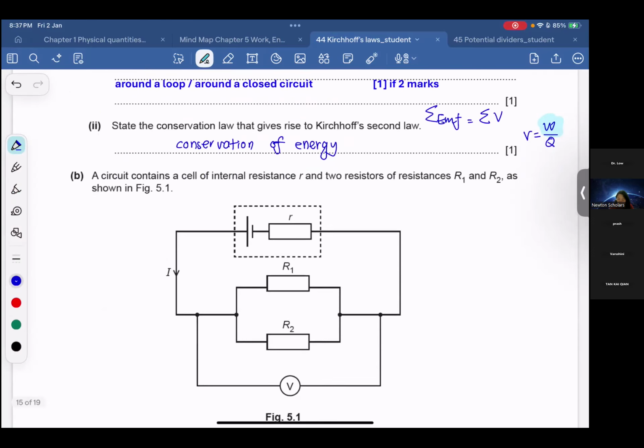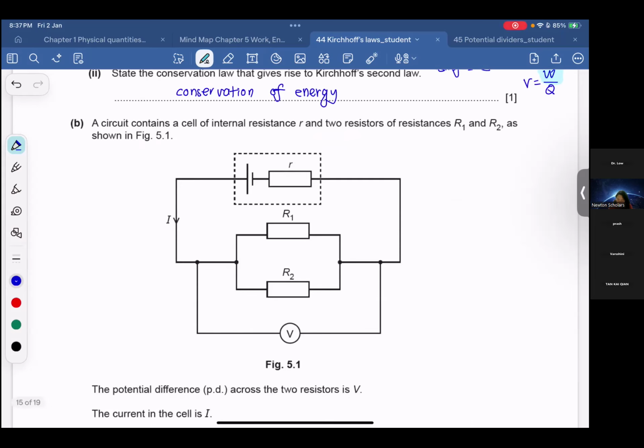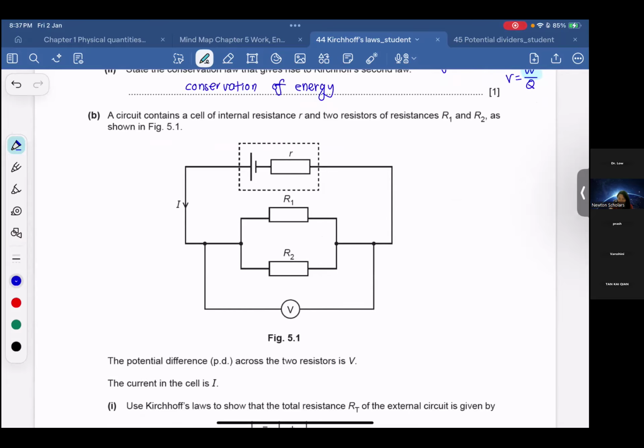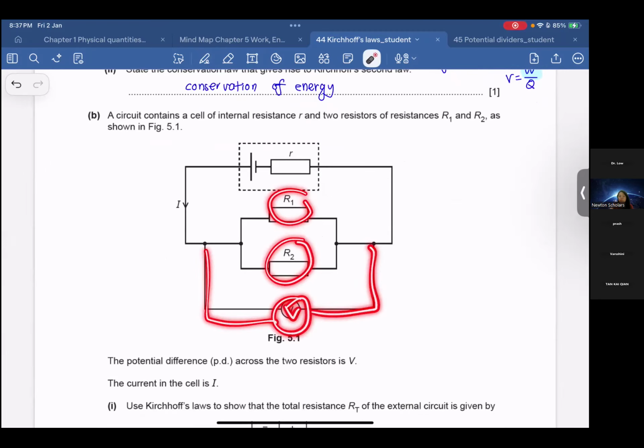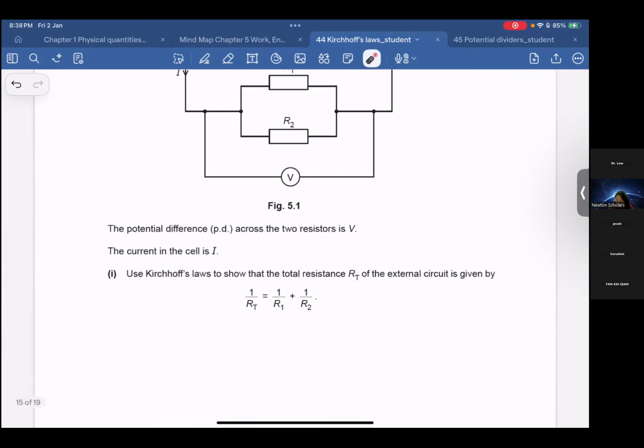A circuit contains a cell of internal resistance r and two resistors of resistance R1 and R2. The potential difference across the two resistors is V. Because they are connected in parallel, the voltage will be the same. The total current in the cell is I. Using Kirchhoff's law, show that the total resistance is given by this formula.